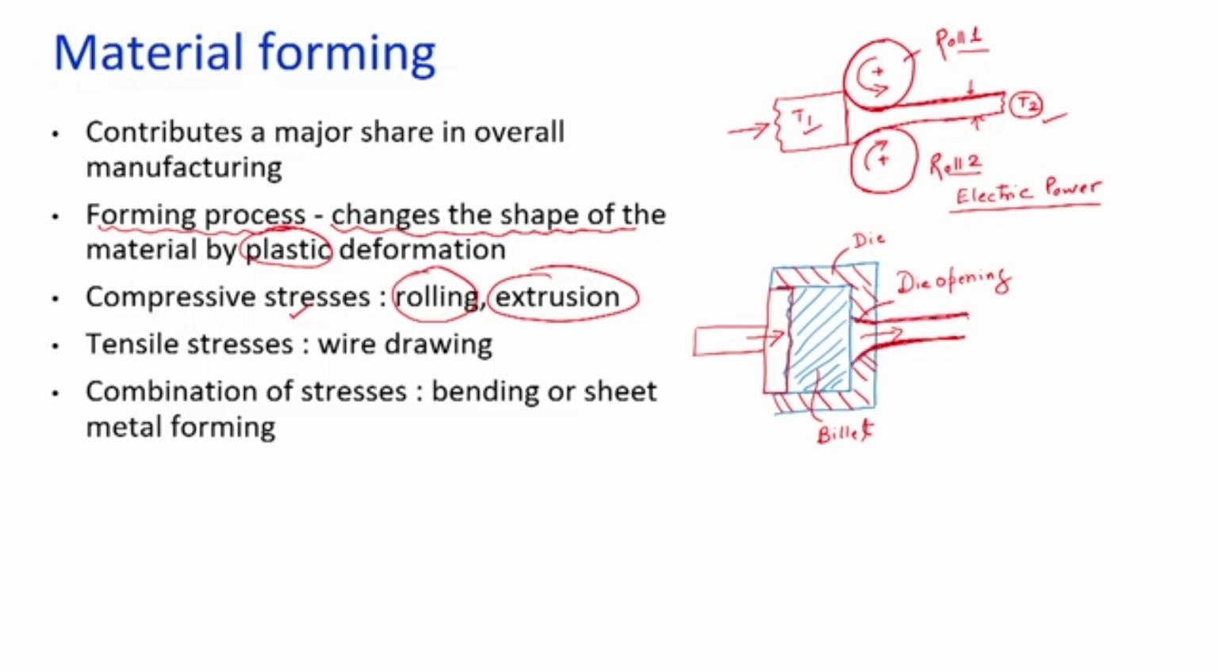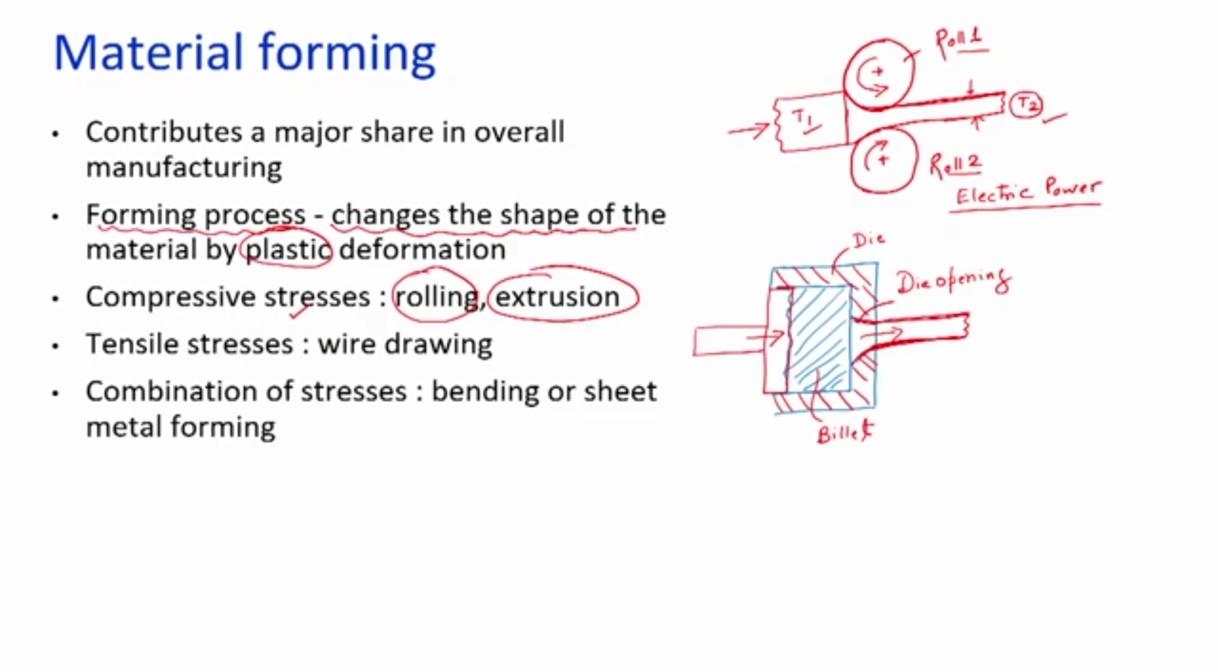So in this way the extrusion is also considered as a compressive stress based deformation process, where we can manufacture a variety of shapes based upon the shape of the die opening. So you can extrude bars of circular cross section, rectangular cross section, or any geometric cross section. You can extrude bars of metals.